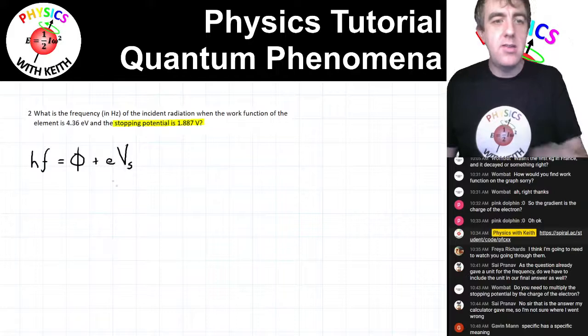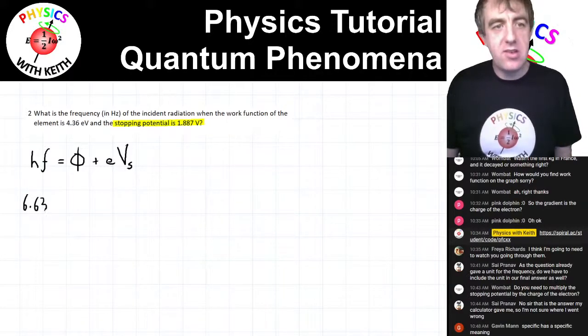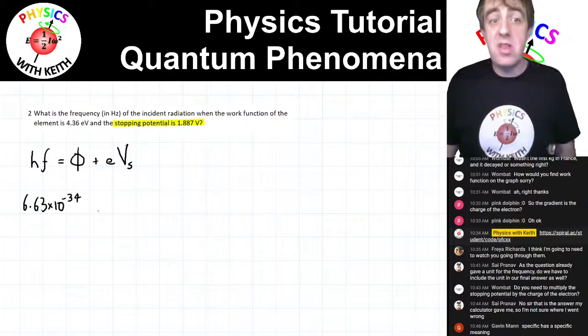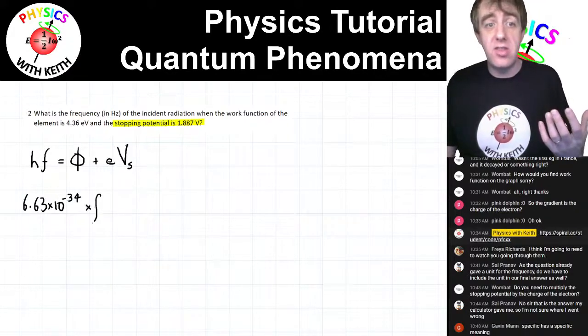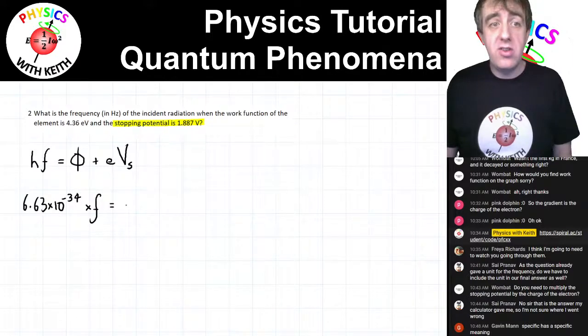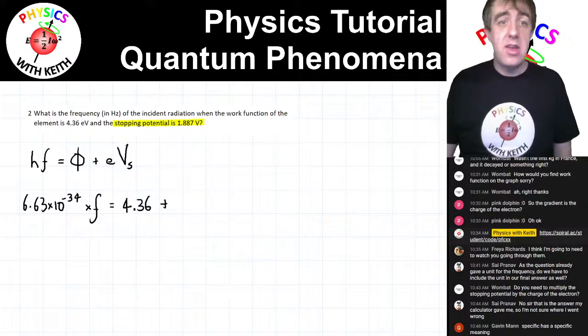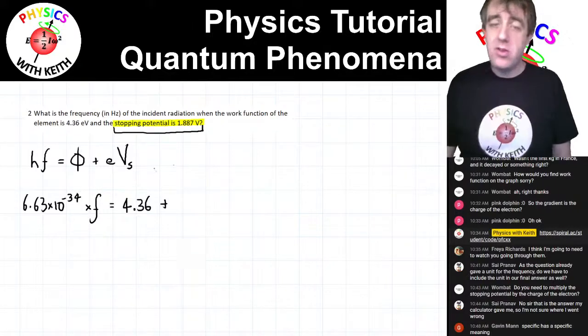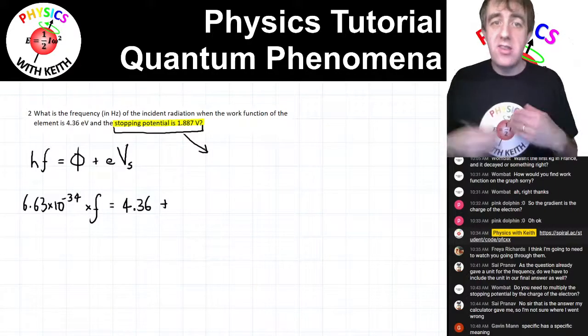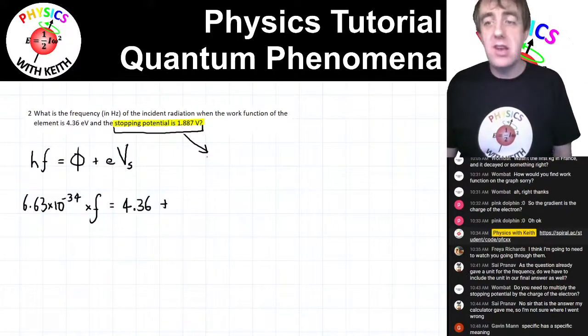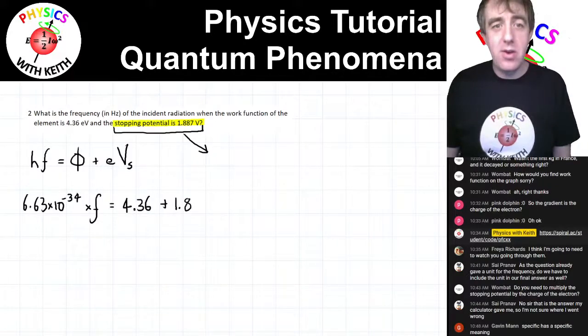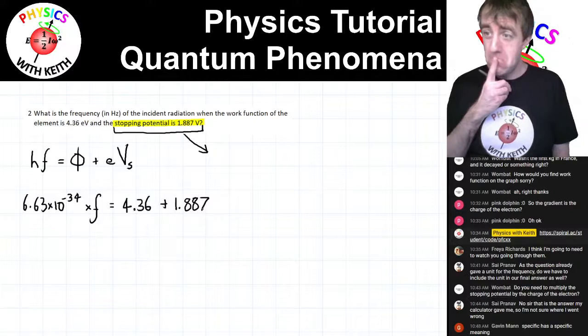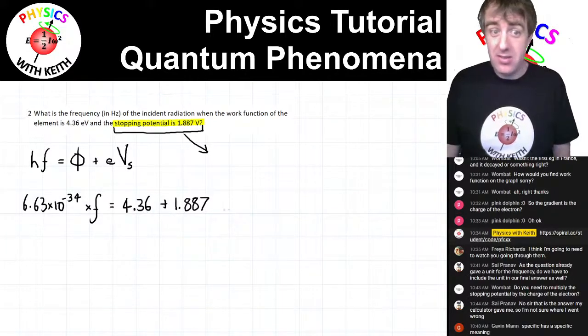So let's go ahead and plug our numbers in. 6.63 times 10 to the negative 34. This is a bit that we take for granted as physicists, that we can do this sort of thing. We want the frequency. The work function is given to us in electron volts, and that's going to be plus some stopping potential. Well, what's the energy in electron volts that an electron spends moving across a potential difference of 1.887 volts? 1.887 electron volts. That's now, I think, quite straightforward to solve.